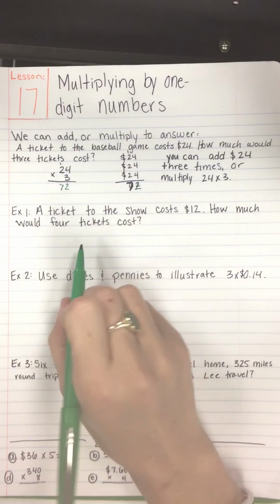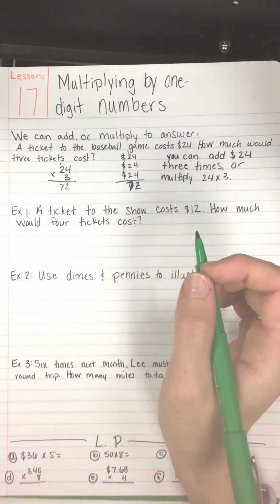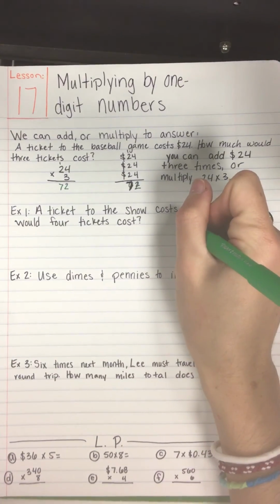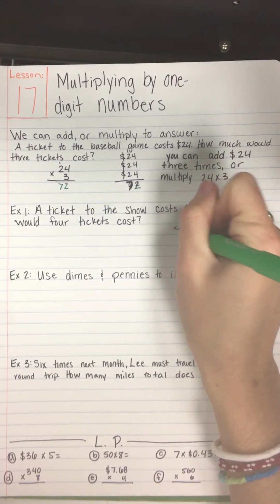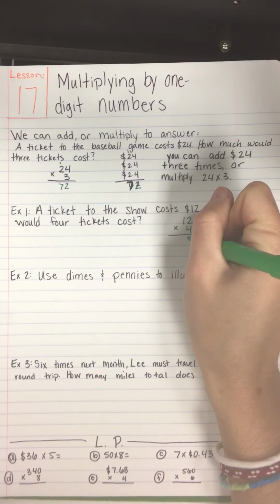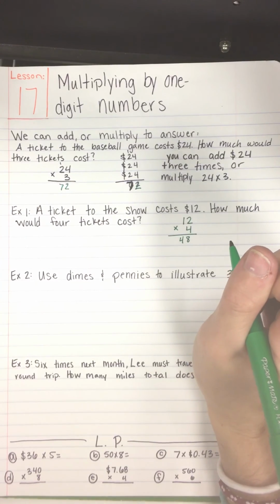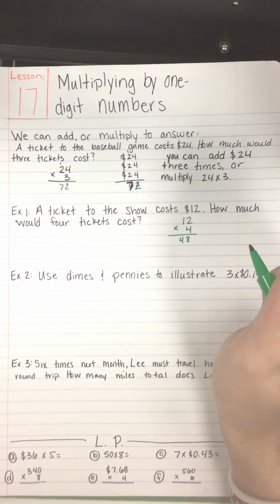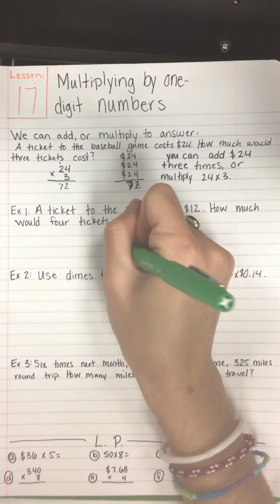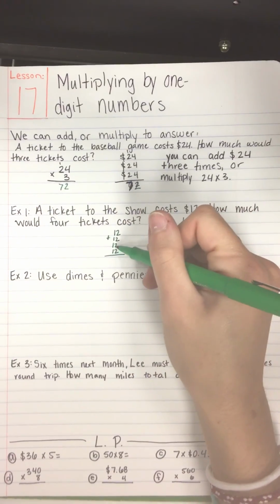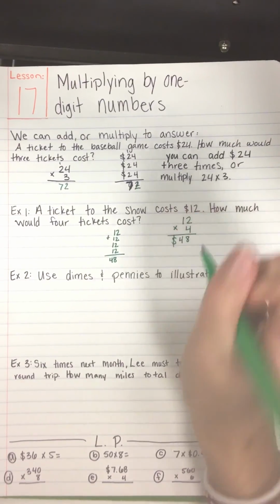Example 1. A ticket to the show costs $12. How much would 4 tickets cost? Well, let's multiply that and see what the answer is. 12 times 4. So 4 times 2 is 8, and 4 times 1 is 4. So the answer is 48. You could also add 12 plus 12 plus 12 plus 12, four times, and get 2, 4, 6, 8 and 1, 2, 3, 4. It would cost $48.